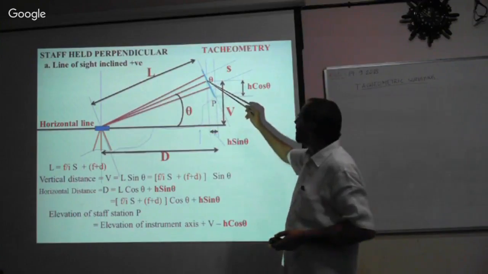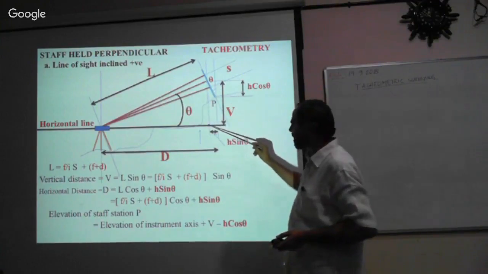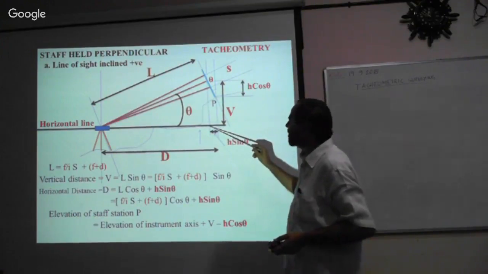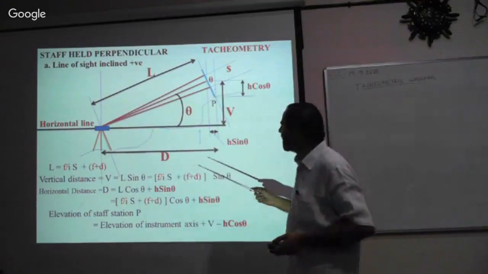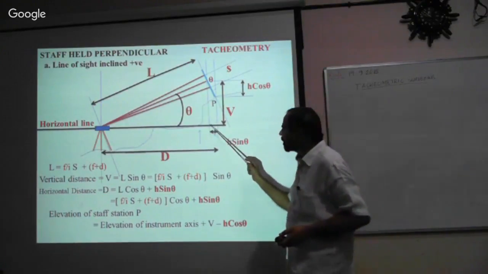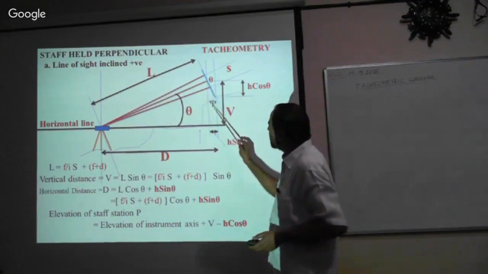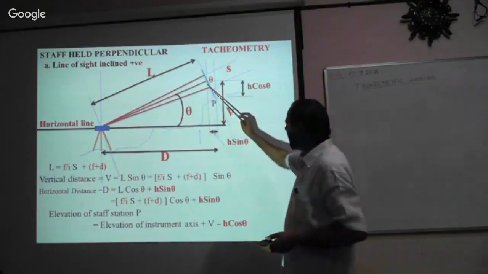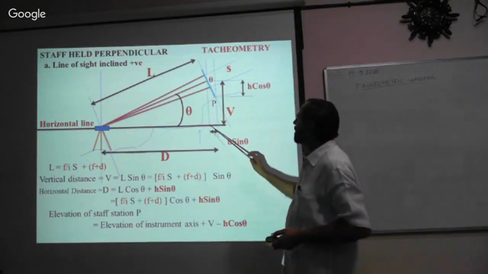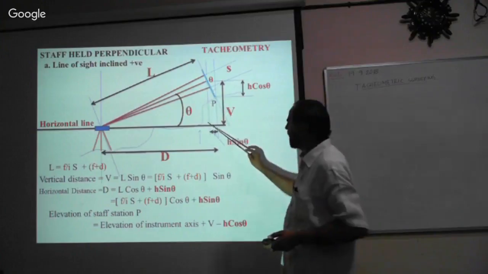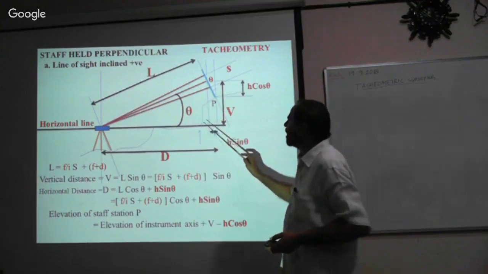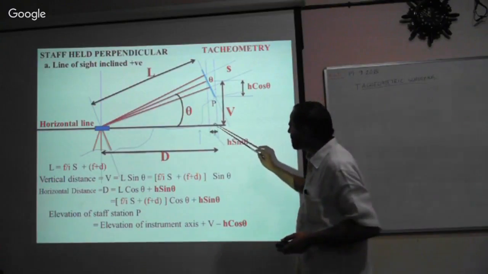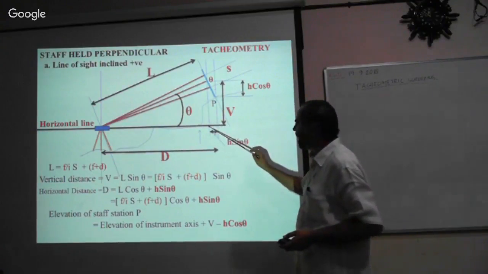Consider this triangle. By considering this triangle, calculate the distance from here to here. D is equal to the distance from here to here, from the instrument axis to the central reading. Isn't it? Central reading dot line. Now here, there D is to this location. Therefore, this distance is short. Now this distance is short for D.